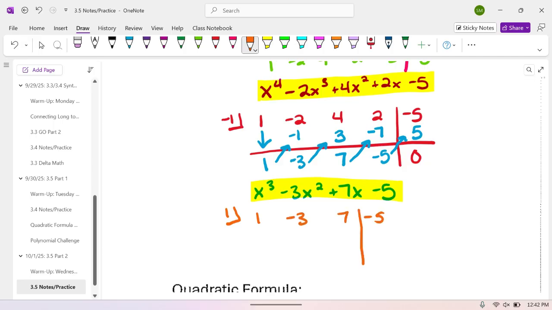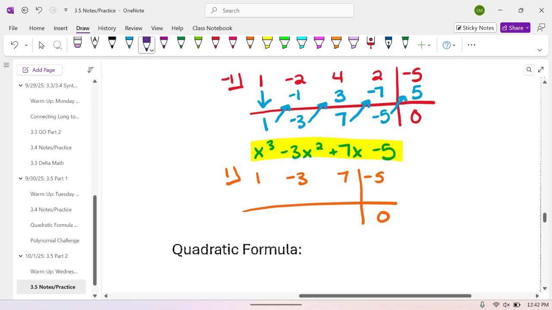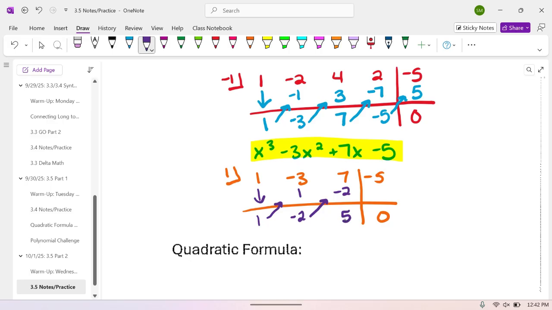Good. And we know our remainder has to be 0, so I'm going to go ahead and put it there. I'm going to drop the 1. Multiply by 1, I get 1. Negative 3 plus 1, negative 2. Multiply by 1, I get negative 2. 7 minus 2, 5. Multiply by 1, I get 5. Negative 5 plus 5, 0. And we're done.